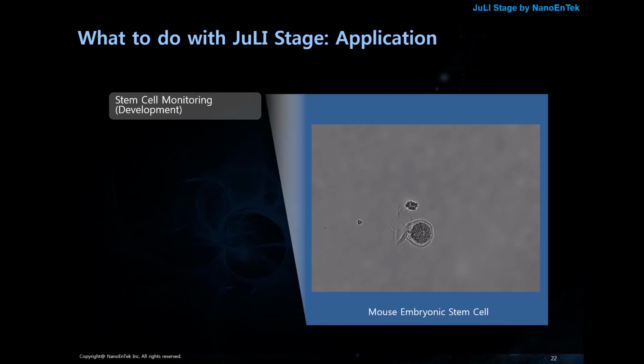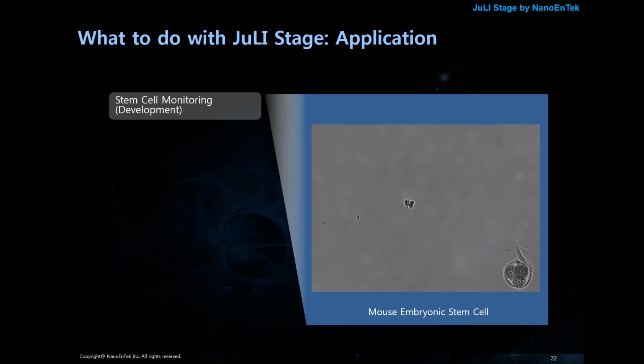This slide, again, clearly shows one of the most exciting cell differentiation and division data. Stem cell monitoring was performed for 72 hours with the mouse embryonic stem cells. As you can see, the cells are dividing from one cell to two cell stage. Now we can see the four cell stage.